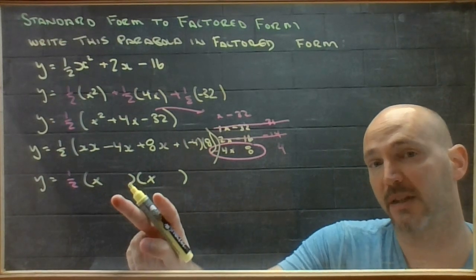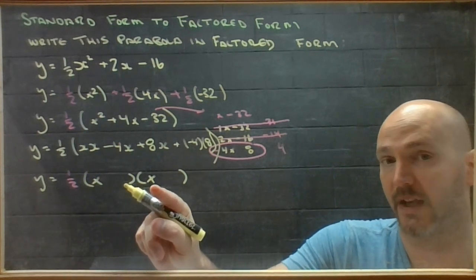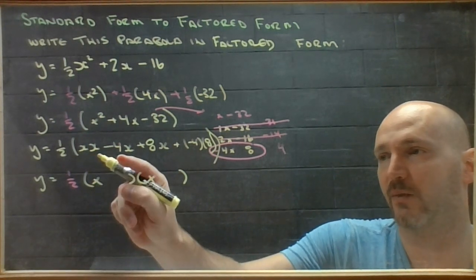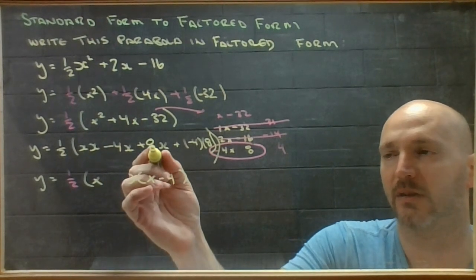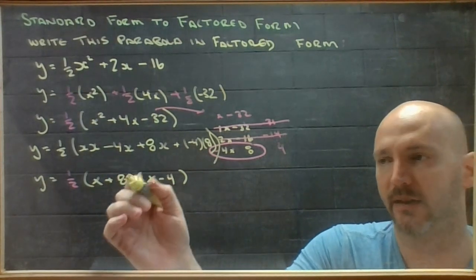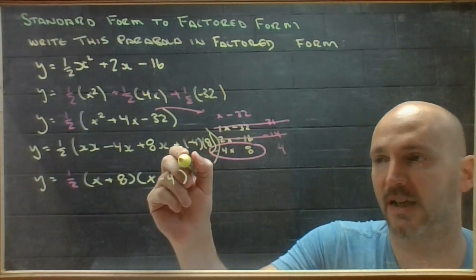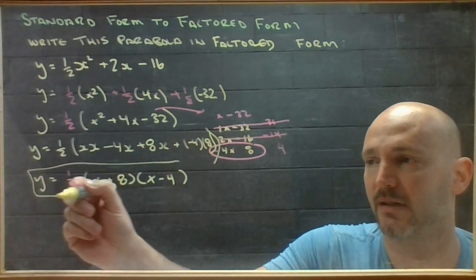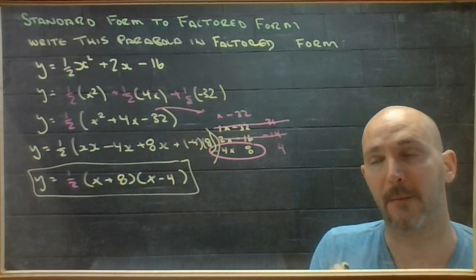So when I go to split these brackets up, x times x comes from an x with an x. X times negative 4 comes from an x and a negative 4. 8x comes from an 8 and an x. And 8 times negative 4 goes there. So I have successfully factored this standard form parabola into a factored form parabola.